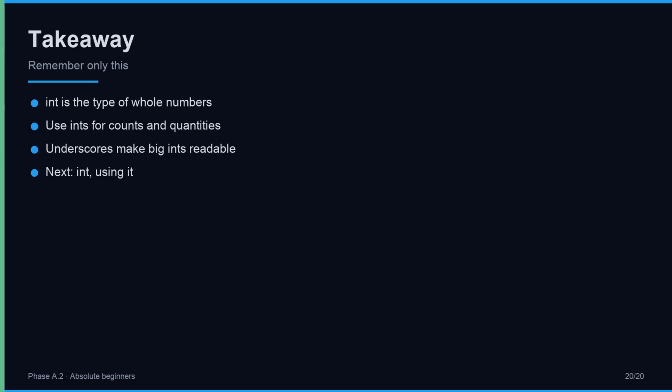The takeaway, in one breath. An int is a whole number, the type you reach for whenever you are counting something. It is exact, clean, and free of fractions. Use underscores to keep big integers readable, and trust that what you write is exactly what you get. In the next lesson, we move from what an int is to what you can do with one, addition, subtraction, and the rest. Whole number arithmetic, coming up next.